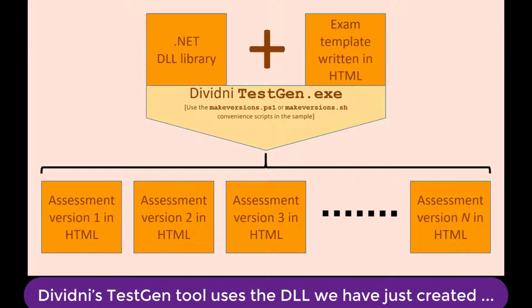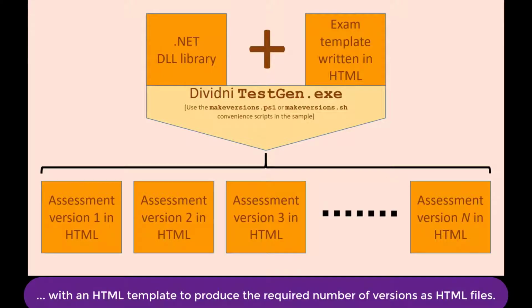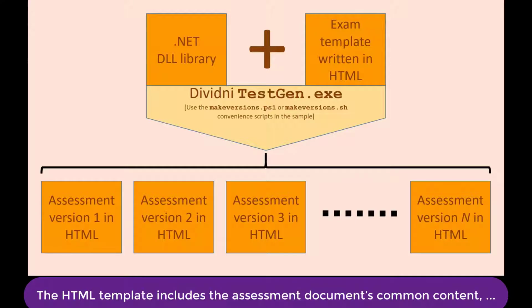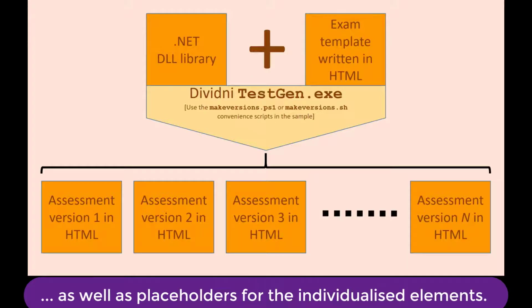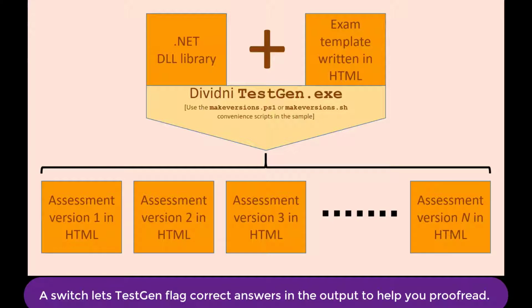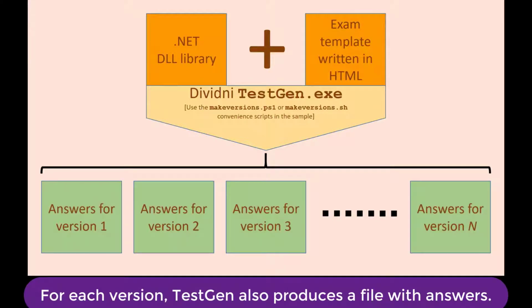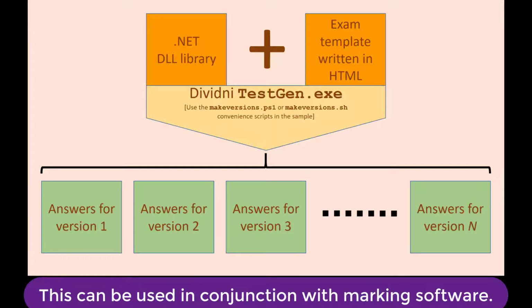Dividni's Testgen tool uses the DLL we have just created with an HTML template to produce the required number of versions as HTML files. These files can be viewed in any browser. The HTML template includes the assessment document's common content, such as title and instructions, as well as placeholders for the individualized elements. A switch lets Testgen flag correct answers in the output to help you proofread. Again, there are convenience scripts to assist you. For each version, Testgen also produces a file with answers. This can be used in conjunction with marking software.